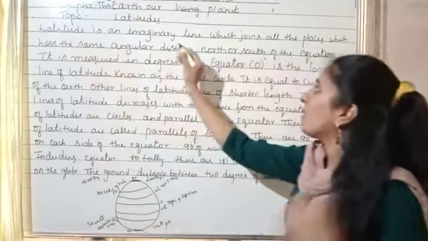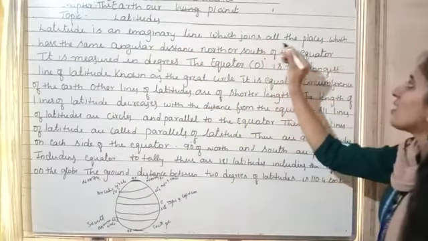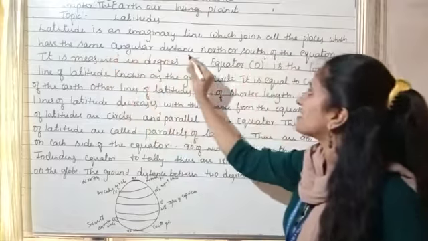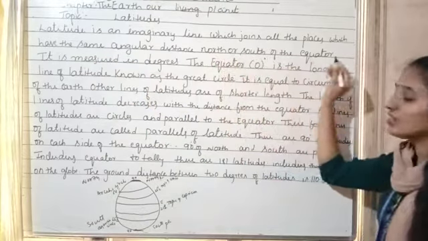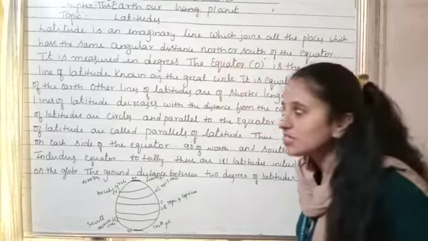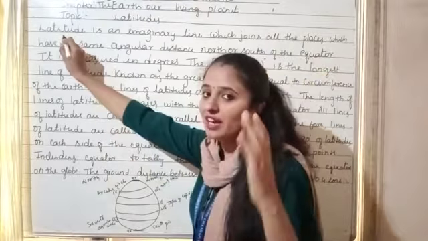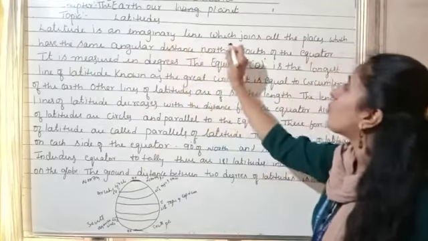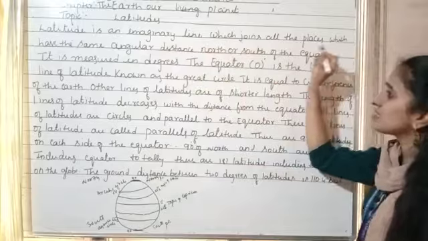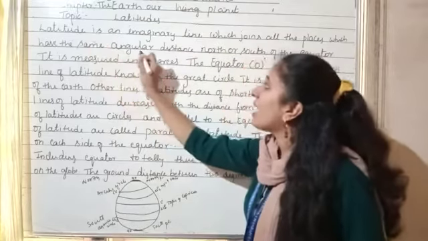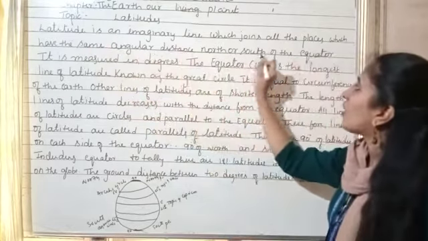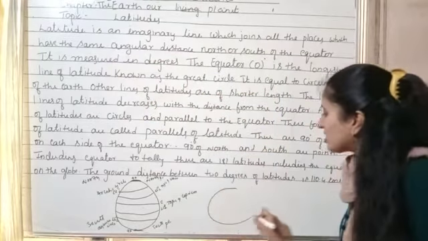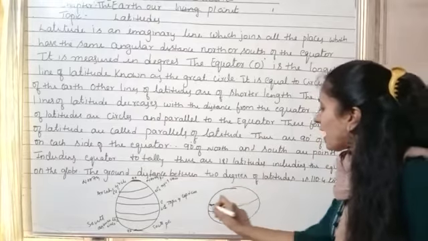Latitude is an imaginary line which joins all the places which have the same angular distance north or south of the equator. Let me repeat again, children. Listen carefully. Latitude is an imaginary line which joins all the places which have the same angular distance north or south of the equator. So latitude is an imaginary line. You can observe that it is an imaginary line.